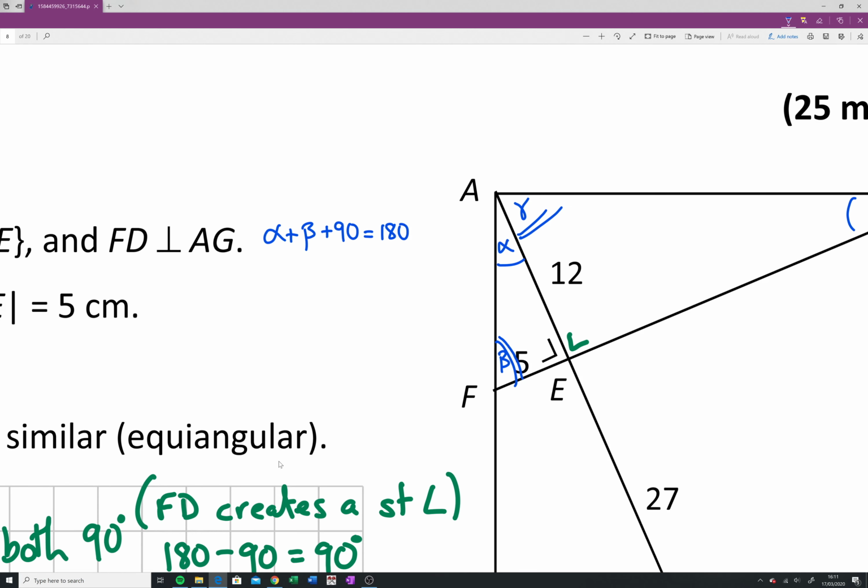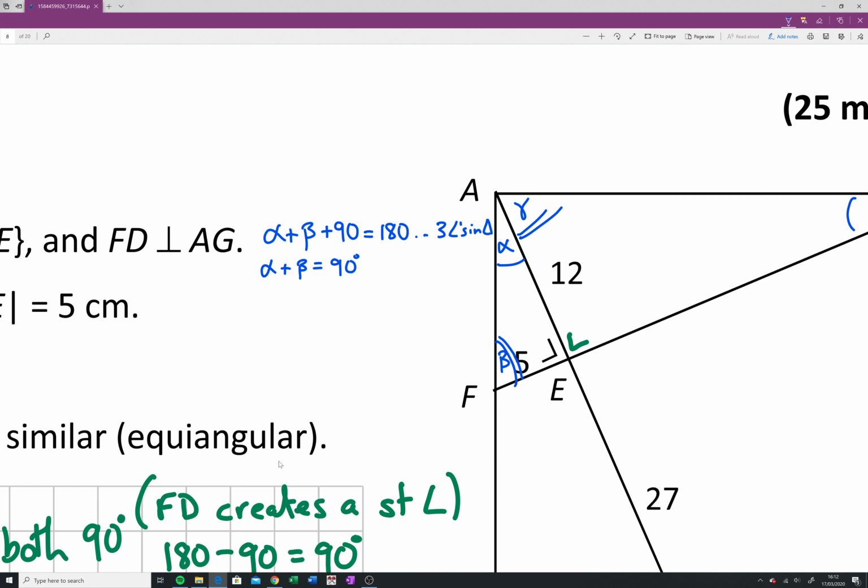Okay, one thing that we can definitely say: alpha plus beta plus 90 is equal to 180. It's obviously 3 angles in a triangle. So therefore it must be that alpha plus beta is equal to 90 degrees, by taking 90 away from both sides. Okay, that's fine.